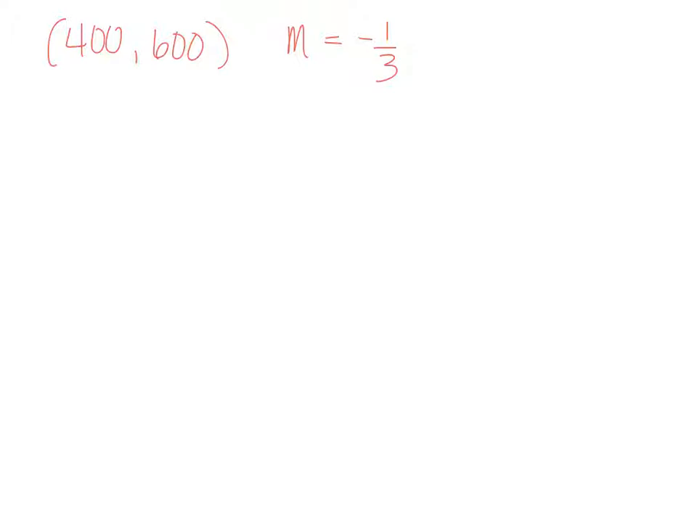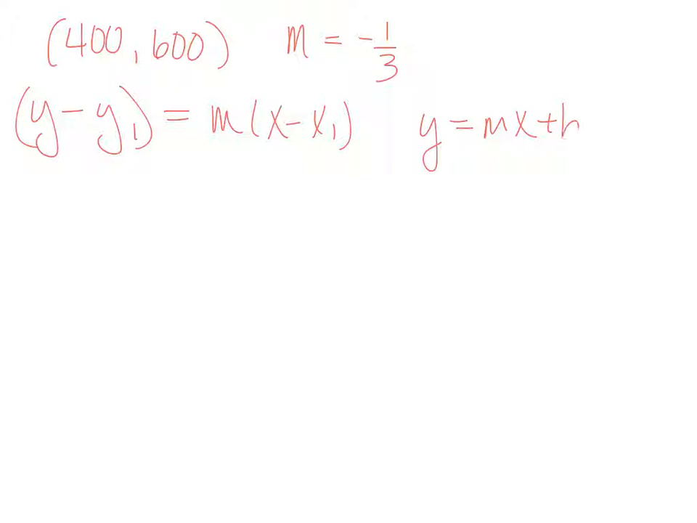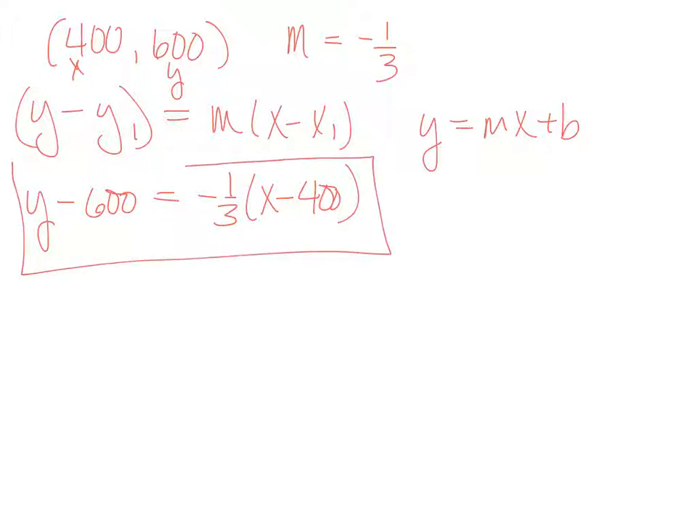We can use either the point-slope formula or the slope-intercept form. I'm going to go ahead and use the point-slope formula. So I've got x and y. So y minus 600 equals negative 1/3 times x minus 400. That right there is the equation of the line that's perpendicular to the robot that passes through point 400, 600, right?